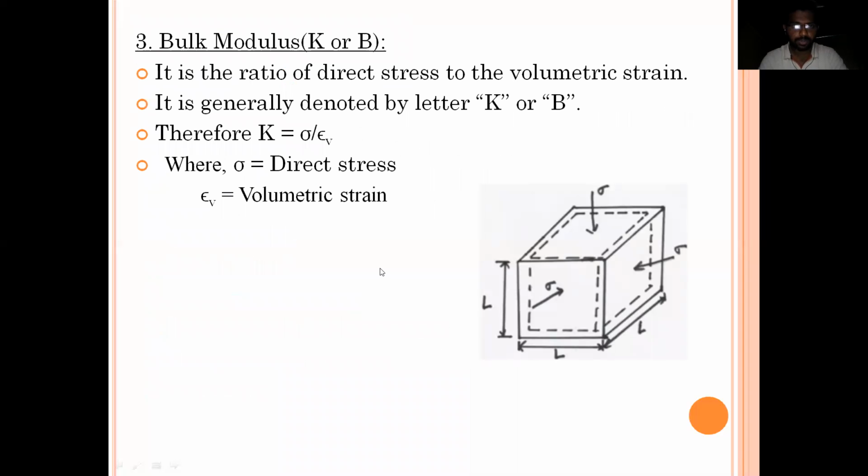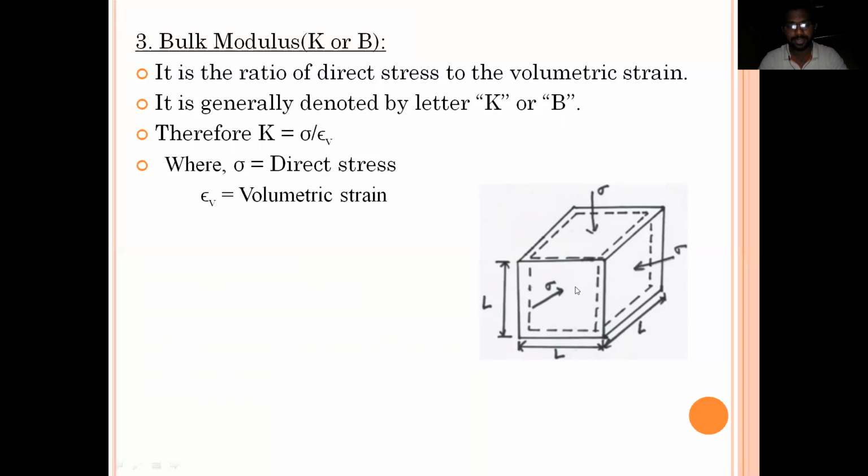Next, coming to the third one, the bulk modulus. It is the ratio of the direct stress to the volumetric strain, and it is generally denoted by the letter K. How can we understand this bulk modulus? Let us consider this cube here. When this cube is subjected to compressive stress, there will be a decrease in the volume. This compressive stress is the direct stress. In this case, direct stress may be tensile stress or it may be compressive stress. If the stress is tensile, then there will be an increase in the volume. If the stress is compressive, then there will be a decrease in the volume.